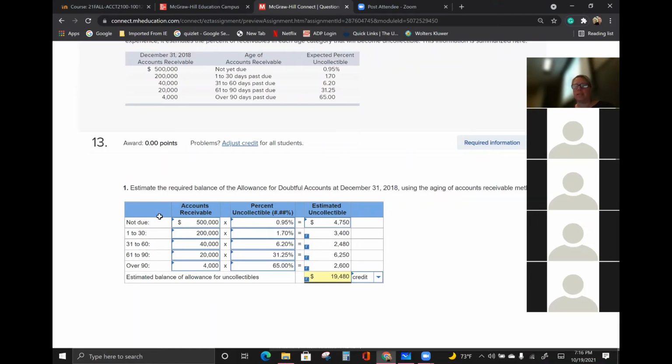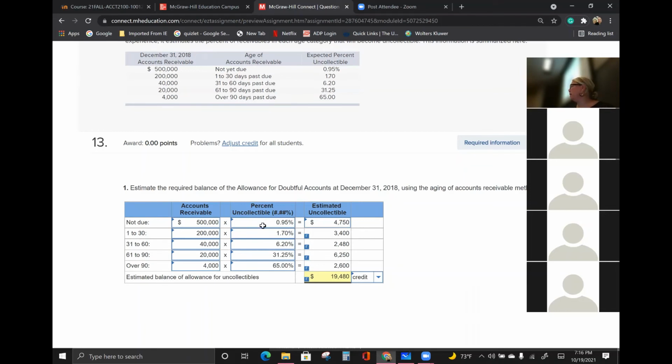So it's just breaking down by the age, not due, 1 to 30, and we're just bringing those numbers down into the chart, okay? And then we want to know what is the percentage of that. Again, we're just taking it from the table here. We're going to fill that in. So 0.95% for what isn't due yet. So I'm putting that in on my table.